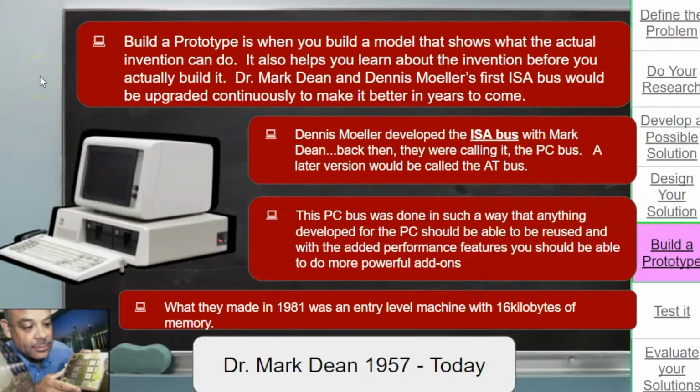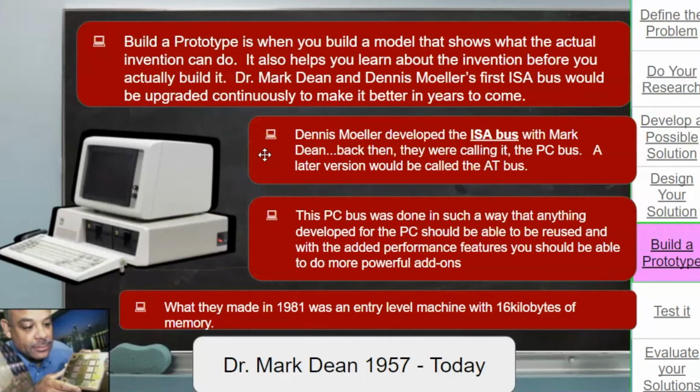Build a prototype is when you build a model that shows what the actual invention can do. It also helps you learn about the invention before you actually build it. Dr. Mark Dean and Dennis Muller's first ISA bus would be upgraded continuously to make it better in years to come. So Dennis Muller, working with Dr. Mark Dean, invented the ISA bus on the team of 12 engineers. Dennis Muller developed the ISA bus with Mark Dean.